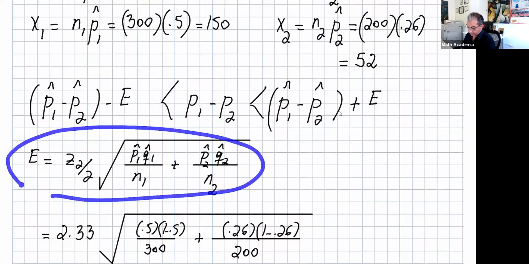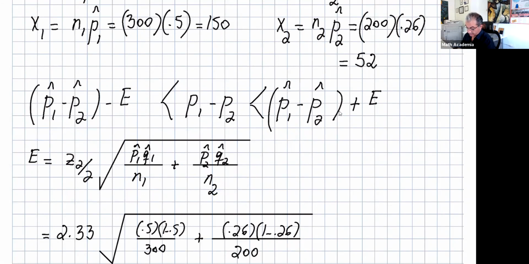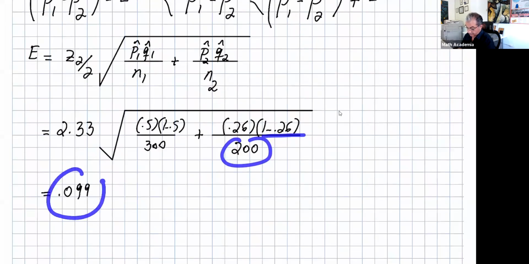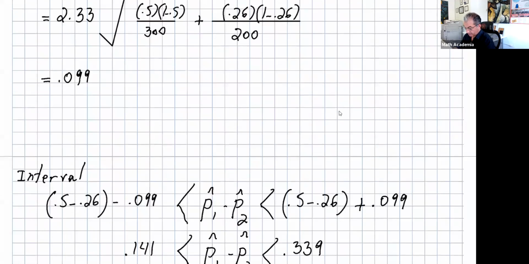Same formula. Z sub alpha over 2 times the square root of p hat 1 q hat 1 over n1 plus p hat 2 q hat 2 over n2. For 98%, we just saw it is 2.33, and it's 0.5 times 1 minus 0.5 divided by 300, and 0.26 times 1 minus 0.26 divided by 200. And if you do that, you get 0.099.